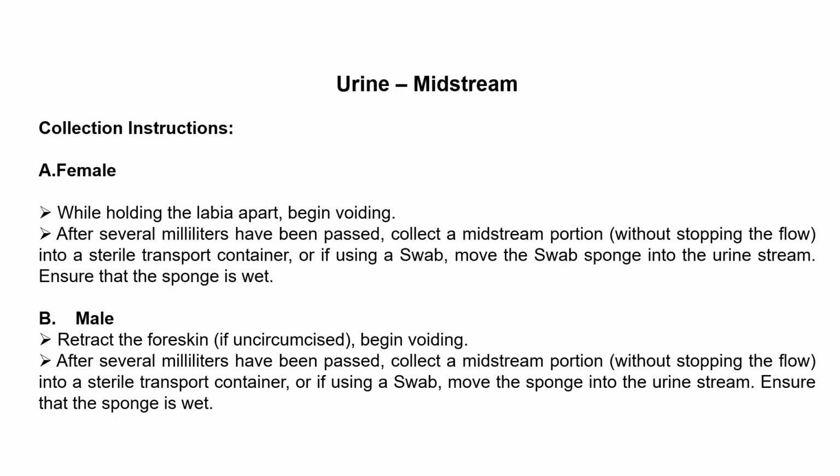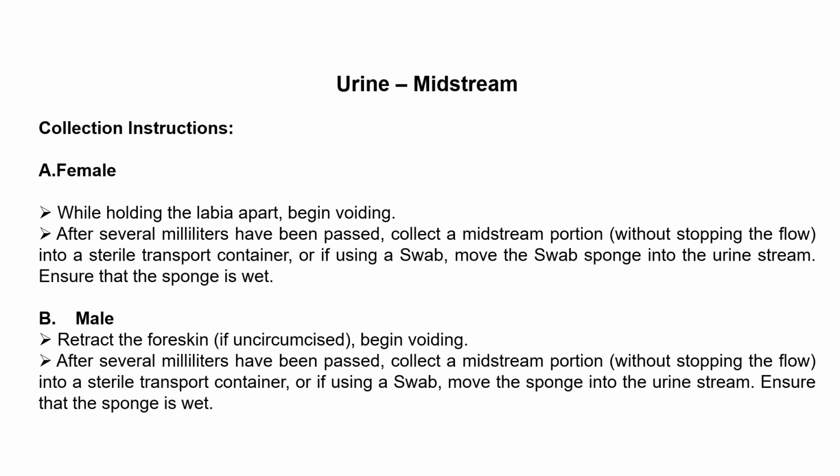For a mid-stream urine sample, the instructions for a female include, while holding the labia apart, begin voiding. After several milliliters have been passed, collect a mid-stream portion without stopping the flow into a sterile container, or if using a swab, move the swab sponge into the urine stream. Ensure that the sponge is wet.